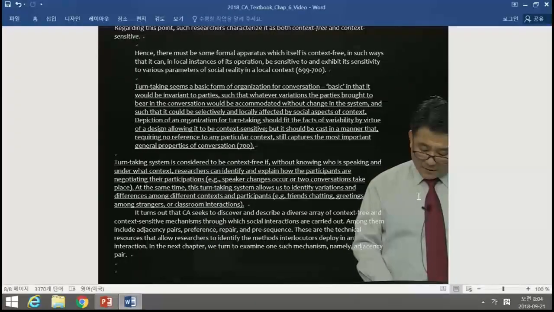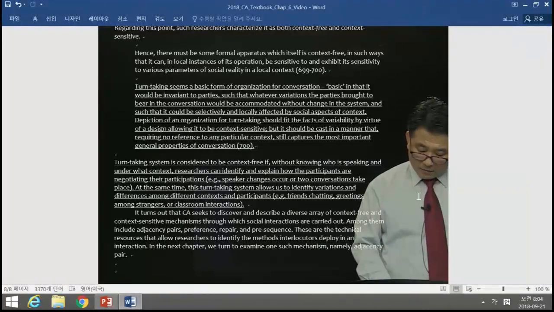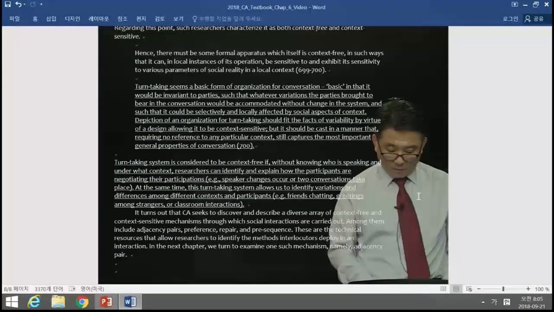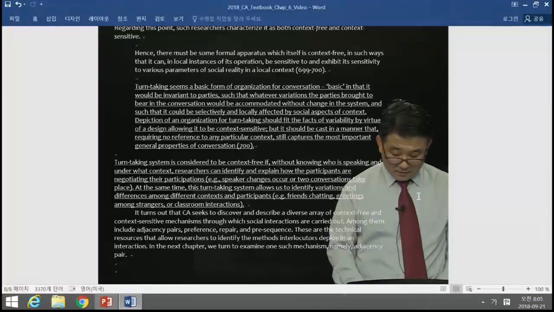And here I say the turn-taking system is considered to be context-free if, without knowing who is speaking and under what context, researchers can identify and explain how the participants are negotiating their participation. So for example, how speaker changes occur or how two conversations take place and so on. At the same time, this turn-taking system allows us to identify variations and differences among different contexts and participation: friends chatting, greeting among strangers, classroom interactions, and so on.